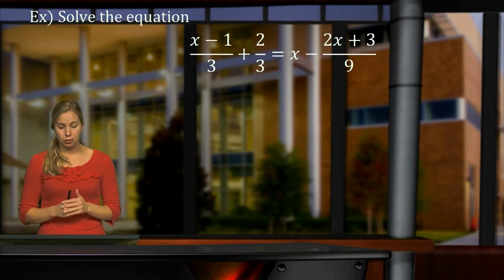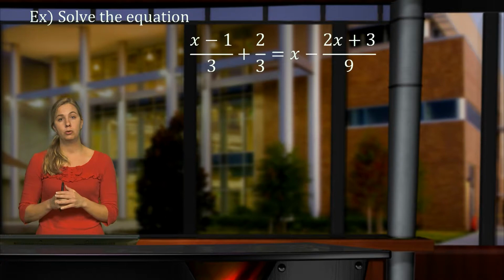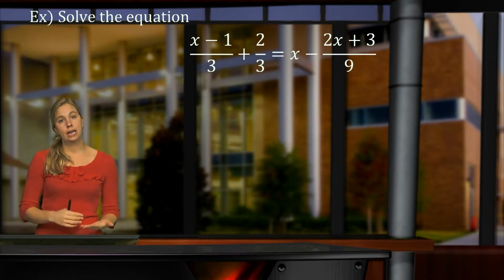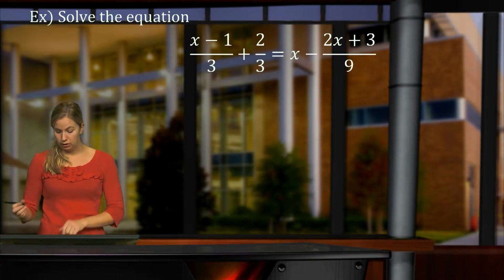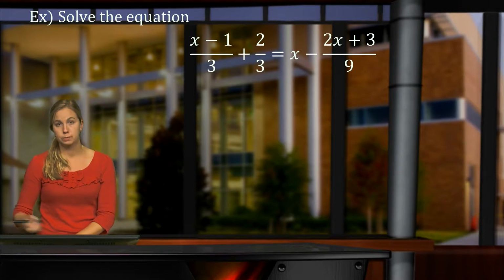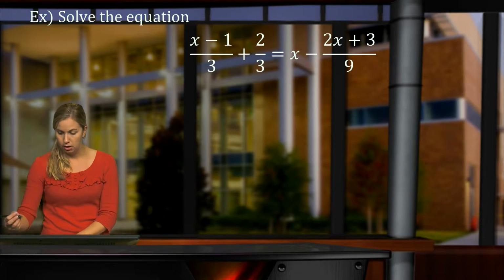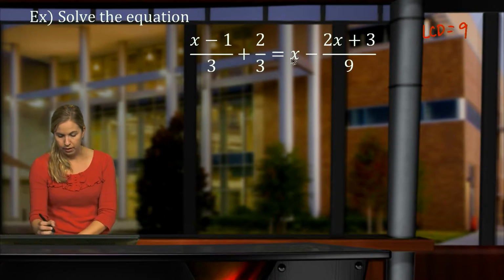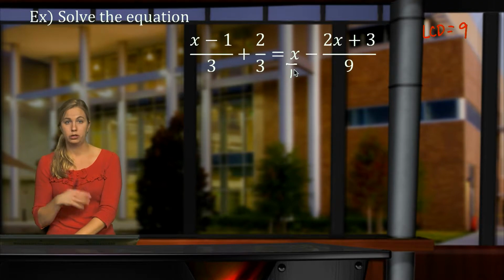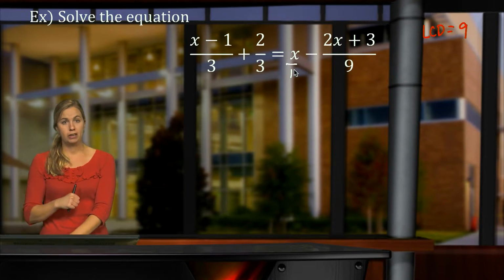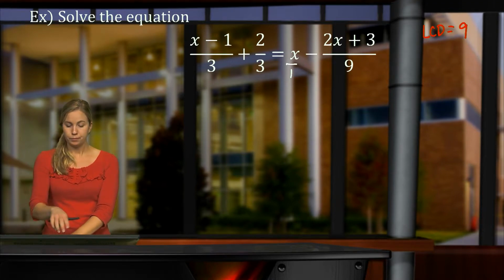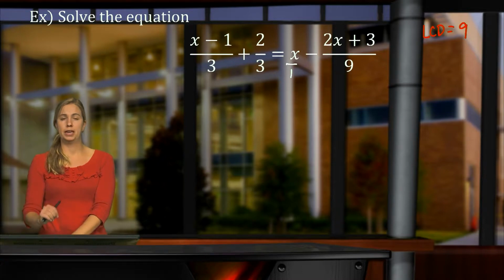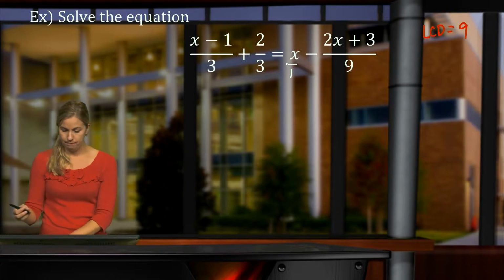x minus 1 over 3 plus 2 over 3 equals x minus 2x plus 3 over 9. Same thing. We want to first clear the denominators or clear the fractions by multiplying through by our LCD. In this example, our LCD is going to be 9. Remember that this x is x over 1, so if you wanted to make that term a fraction, you could do that by putting it over 1. And then our denominators 3, 1, and 9, our LCD is going to be 9.